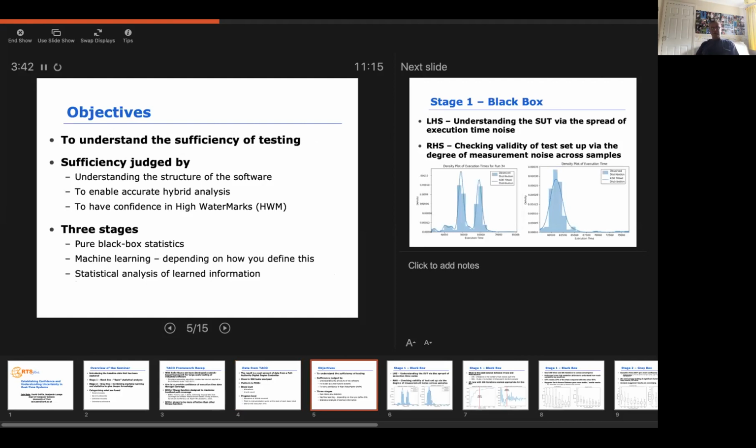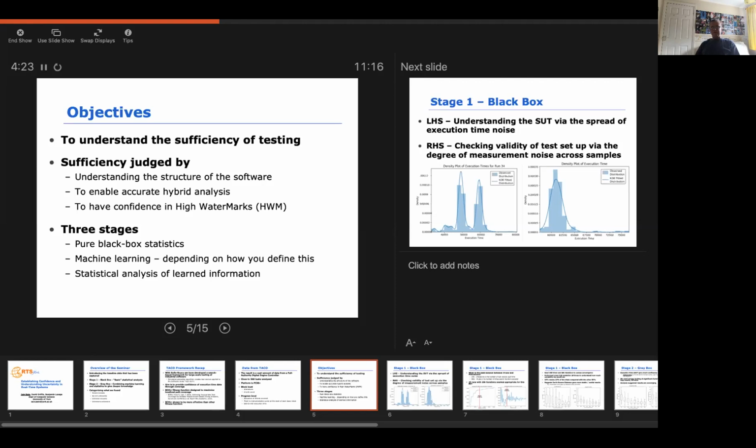Now, the aim of this work isn't so much to understand the fitness function. It isn't to establish a WCET, but it's more to understand the sufficiency of testing. So in the previous work, what we showed is that with the fitness function we had, we achieved a better level of coverage and a more reliable execution time, whether we're doing it via high watermark or RapidTime. But here we want to understand the sufficiency of the data and whether more testing would improve the results, and how much effort would be required to get that better evidence.